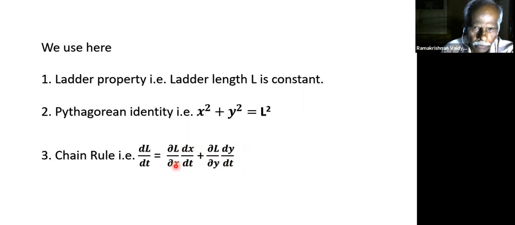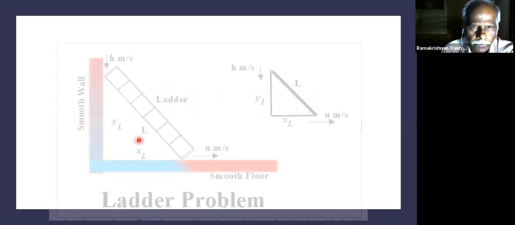There it is, dou L by dou t. Because L is a function of x and y, I am using the partial derivative with respect to x, keeping y squared as constant. Here I am differentiating with respect to y, keeping x squared as constant. So we will try to use these 3 things and then try to solve the problem.